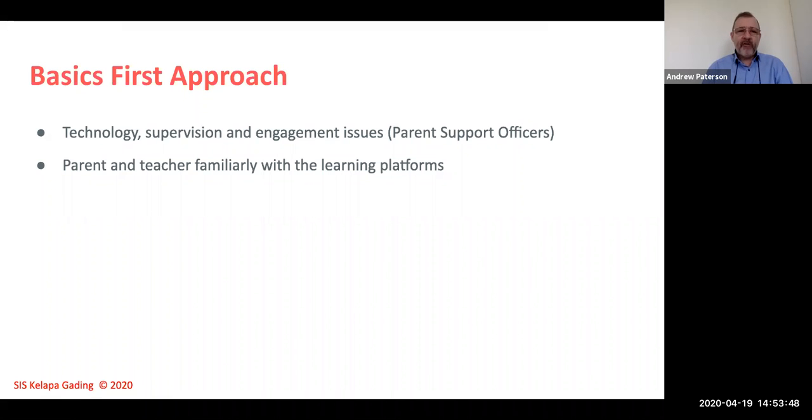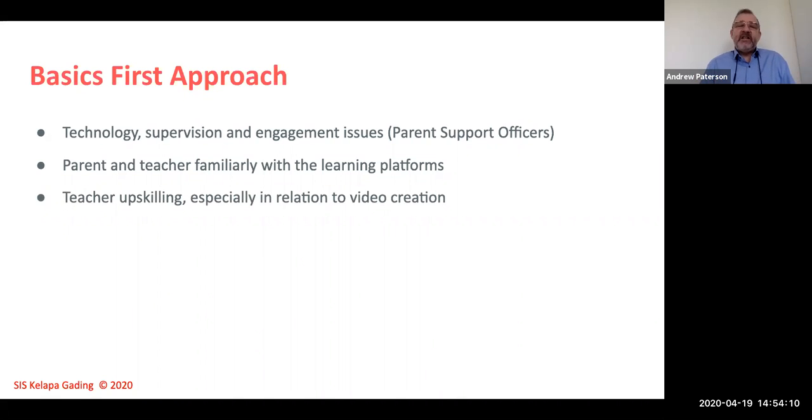And so for parents and for teachers and for students, we've all had to allow this time for adjustment to the various online platforms that we are using. And we know that some parents struggle with these a lot, other parents pick it up quite fast, but we have to cater for this variety in our community. So the teacher upskilling has continued.